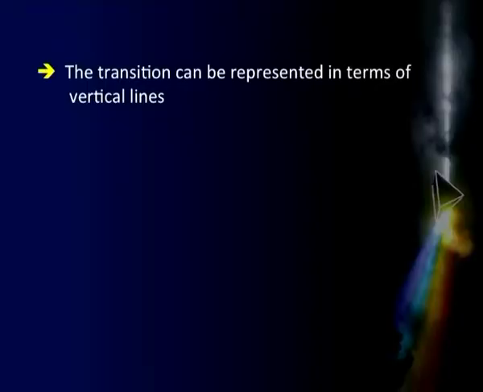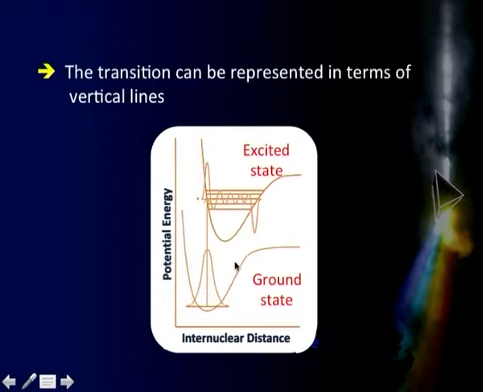Now the implication of that is that the electronic transition can be represented in terms of vertical lines. This is my electronic ground state for the molecule here. This is the electronic excited state here. Now when I say that I am giving a photon to that, the electron goes from level 1 to level 2. This is my electronic excitation, and it happens so fast that the vibrating molecule is not able to change its position that fast.